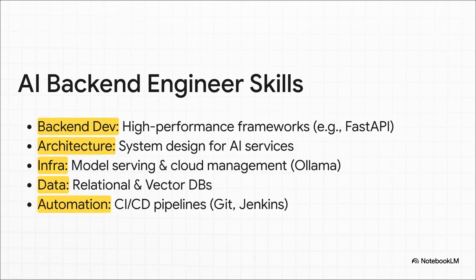So what specific skills should you be focused on? This is what hiring managers are looking for right now. You absolutely need high-performance back-end skills. Think FastAPI. System architecture is completely non-negotiable. You have to understand model serving and infrastructure, be comfortable with both traditional relational databases and the new vector DBs, and of course, you have to master automation with CI/CD pipelines. This is the toolkit of the modern AI engineer.